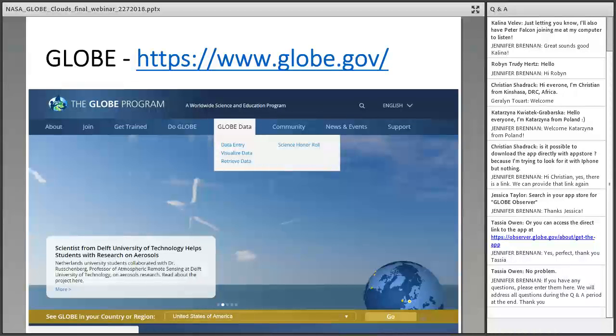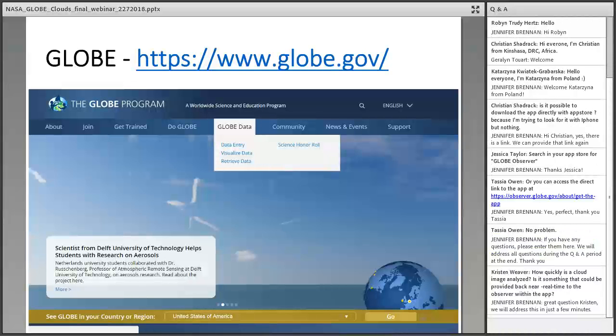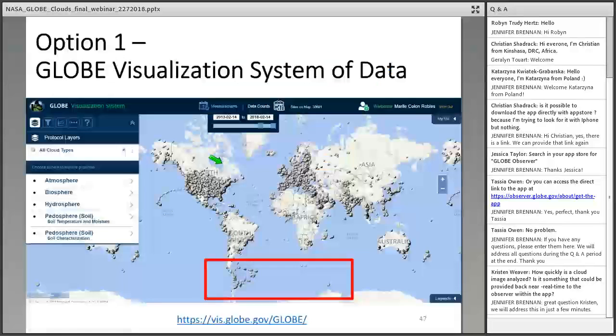Thank you so much, Kaylee. And I hope you all are excited about this data set and about this program, the Globe Observer app. All this data is available on the Globe site, www.globe.gov. When you hover your mouse over the portion of the site that's called Globe Data, this will pop up. And I just want to point out two things here, the visualize data and the retrieve data options.